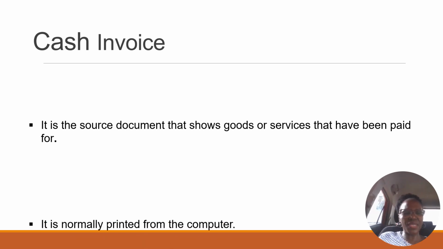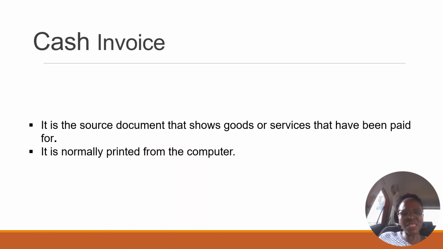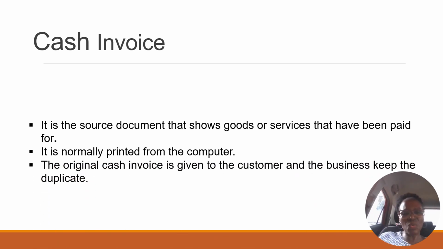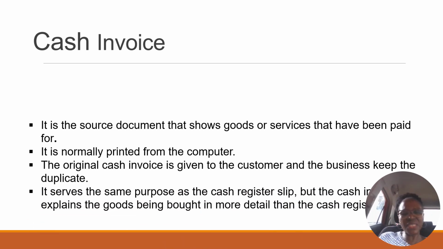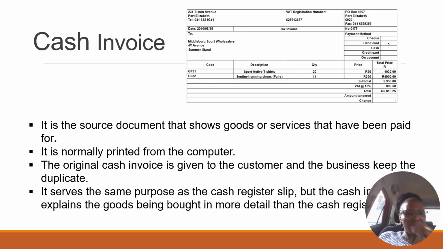A cash invoice. It is the source document that shows goods or services that have been paid for. It is normally printed from the computer. The original cash invoice is given to the customer and the business keeps the duplicate. It serves the same purpose as the cash register slip, but the cash invoice explains the goods being bought in more detail than the cash register slip.